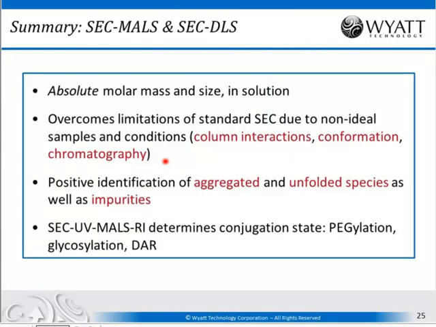So in summary, SEC-MALS is our primary tool for characterizing proteins and other biomolecules. It determines absolute molar mass and size, overcomes the limitations of standard SEC like column interactions, conformation issues, and bad chromatography, provides positive identification of aggregated and unfolded species and purities, and determines the conjugation state.